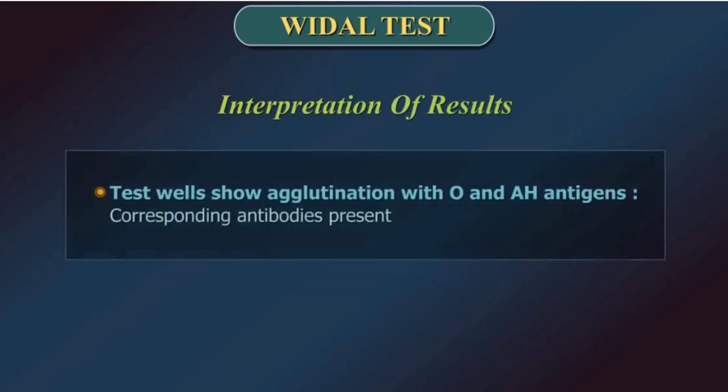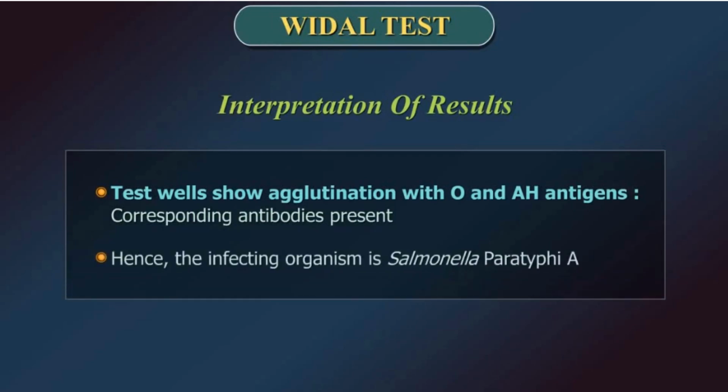serum. As the test wells show agglutination with O and AH antigens, the corresponding antibodies, namely Salmonella paratyphi O and H antibodies, are present in the patient's serum. Hence, the infecting organism is Salmonella paratyphi A.